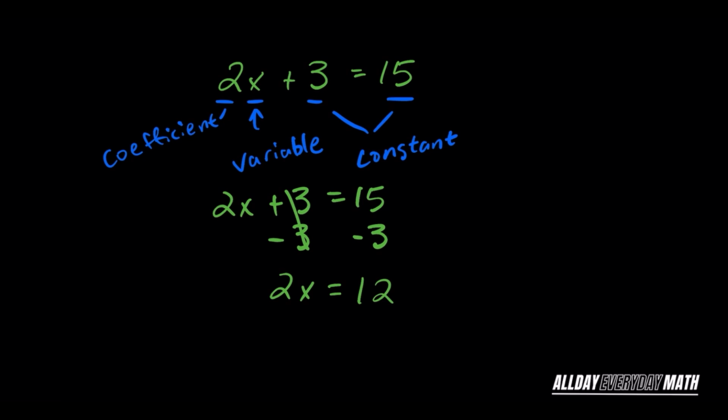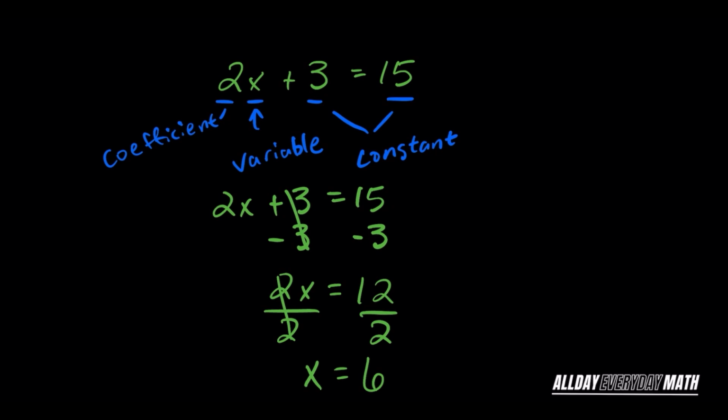So now, again, we're going to do inverse operations. We want this x by itself. Since it's 2 times x, we're going to do division, right? Because we're trying to do the opposite. So I'm going to divide by 2. And once again, we have to do this to both sides. So 2 divided by 2 is 1, and so instead of writing 1x, I'm just going to write x is equal to 12 divided by 2, which is 6. Okay? So our answer is x equals 6.